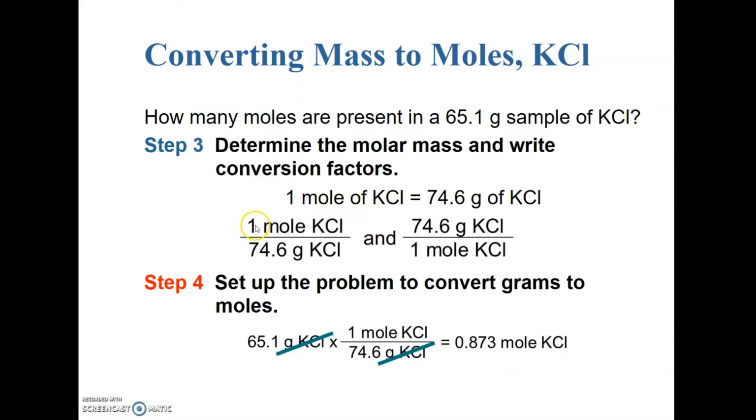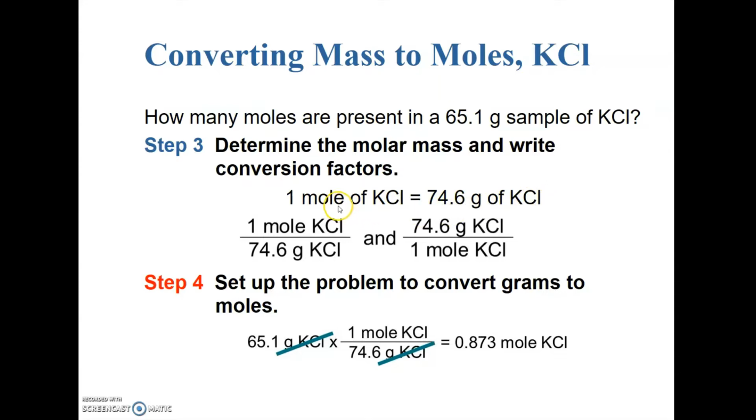In order to do this problem, we need to know what the molar mass of potassium chloride is. In potassium chloride, we have one potassium atom and one chlorine atom. And if we get their masses from the periodic table and add them up, we will get 74.6 grams of KCl, and this is known as the molar mass. And this is our equality. 1 mole of KCl is equal to 74.6 grams of KCl.